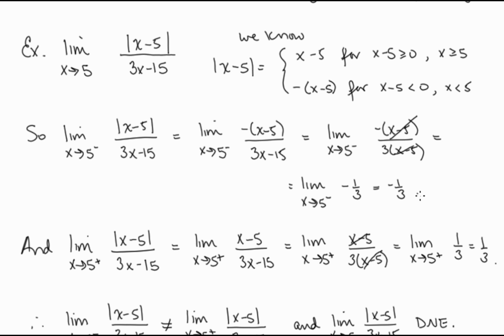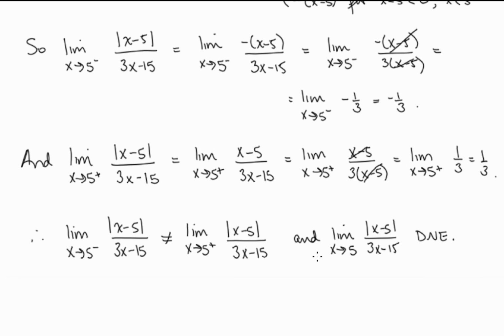And so we notice that our left and right limits are not equal. And so this limit, the two-sided limit we were asked to find, does not exist. And with this, we'll conclude our lesson on calculating limits.